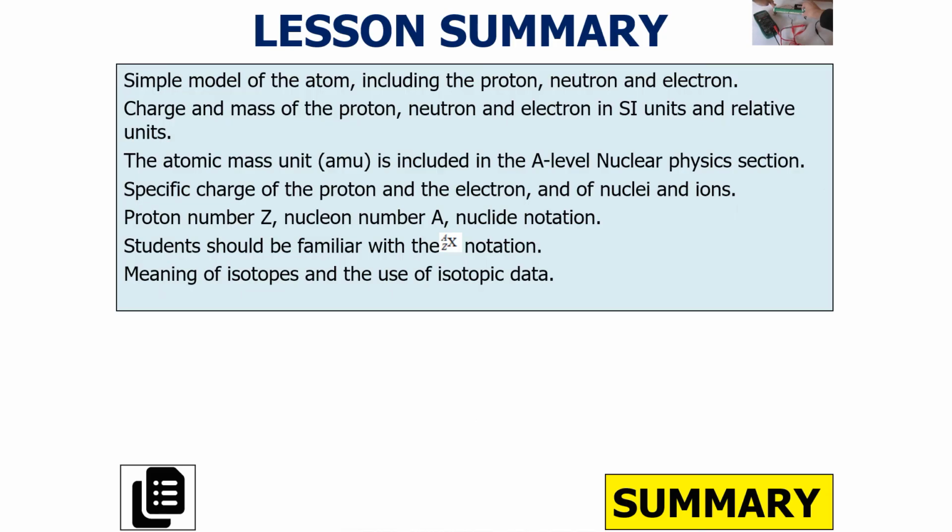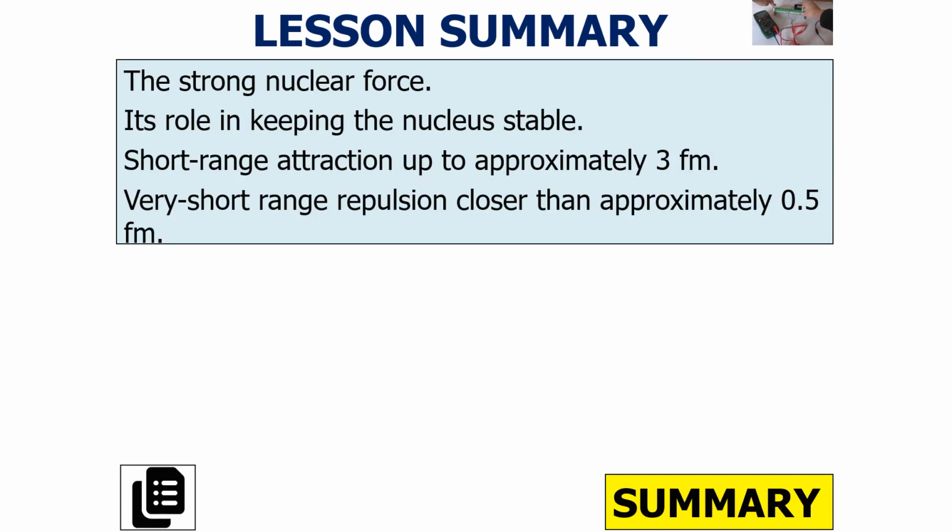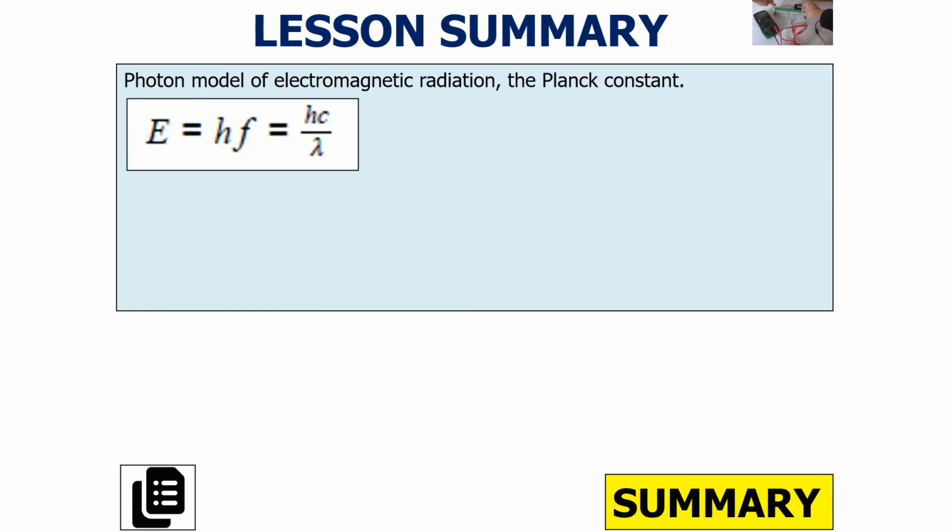We've looked at the simple model of the atom, the atomic mass unit, the charge and mass of the proton, neutron and electron in SI units, the specific charge of the proton and the electron. We've looked at the notation used for nucleons as well. We looked at the strong nuclear force, its role in keeping the nucleus stable, it's a strong range attraction up to about 3 femtometers and a very short range repulsion closer than 0.5 femtometers. We've looked at the photon model of the atom with E equals hf equals hc over lambda.